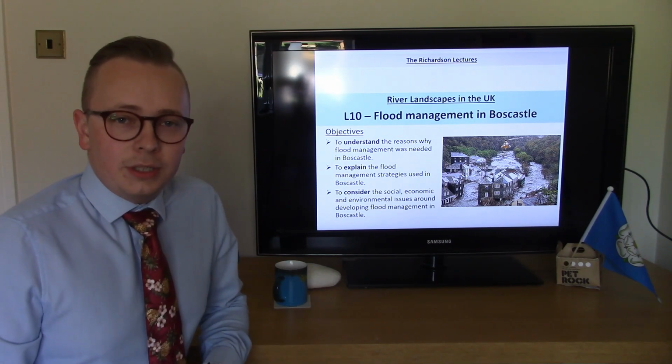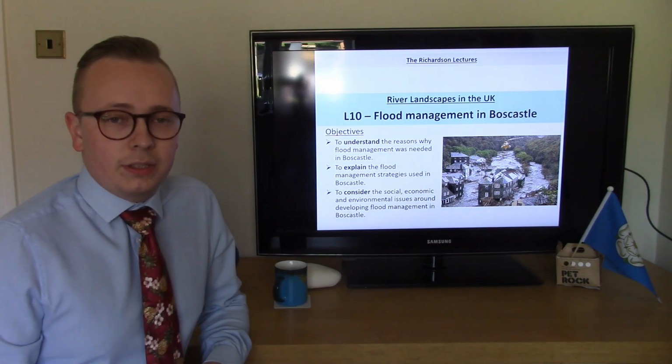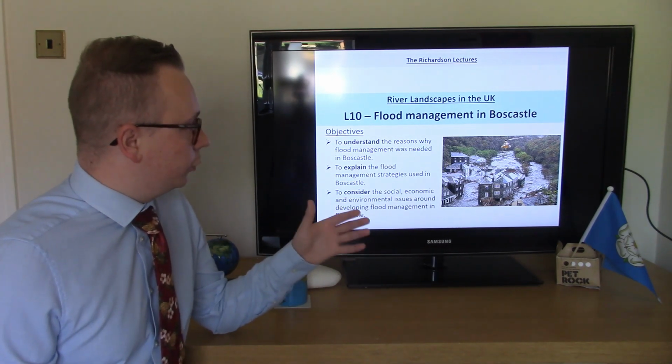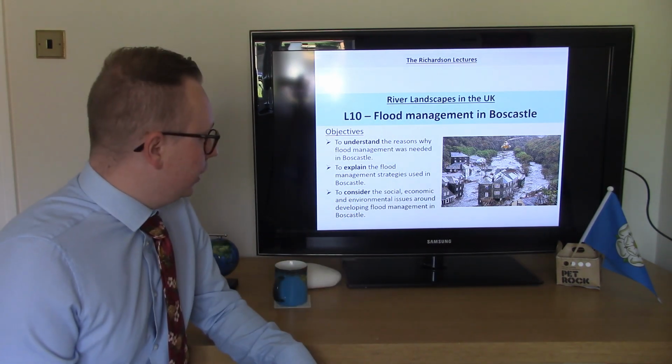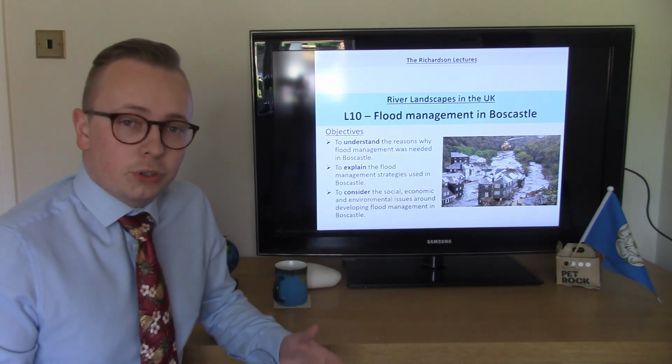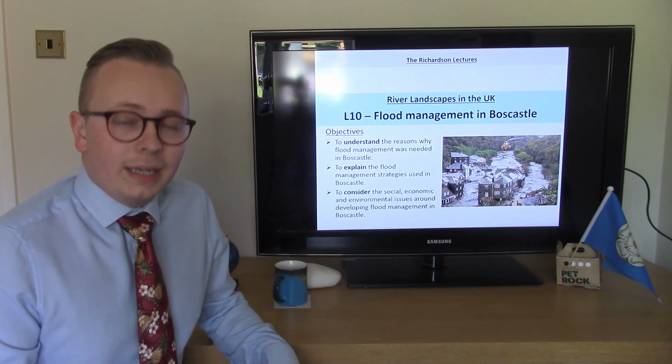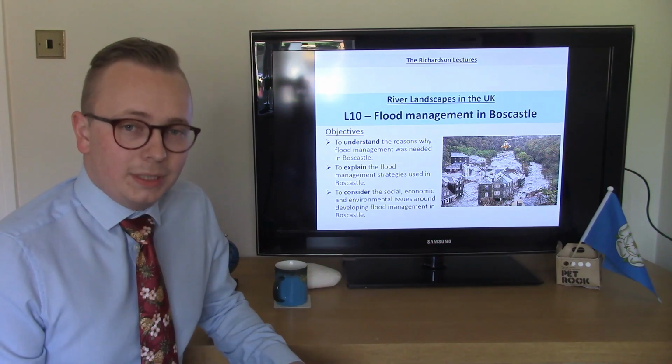Hello, welcome to the final of the Richardson lectures on river landscapes in the UK. This time we'll be looking at a specific example of flood management in Boscastle. We need to understand the reasons why Boscastle needed the flood management scheme, what strategies were used, and any issues caused by the implementation of this scheme.